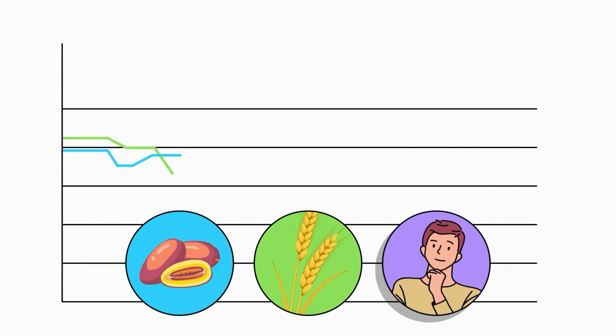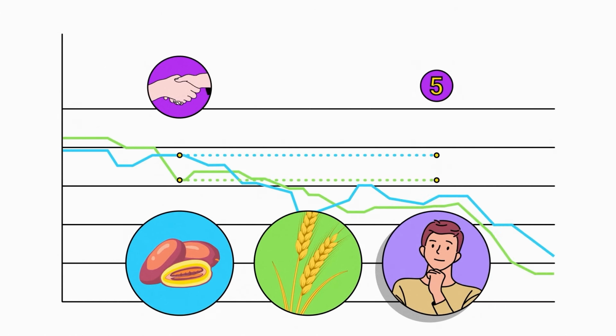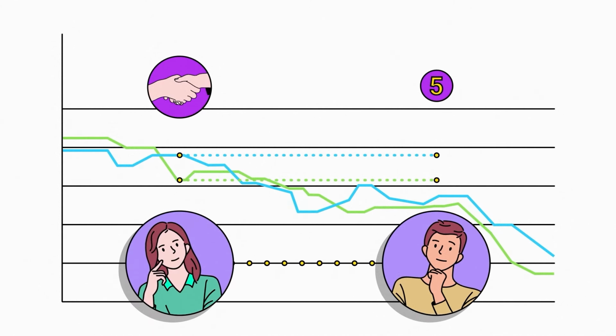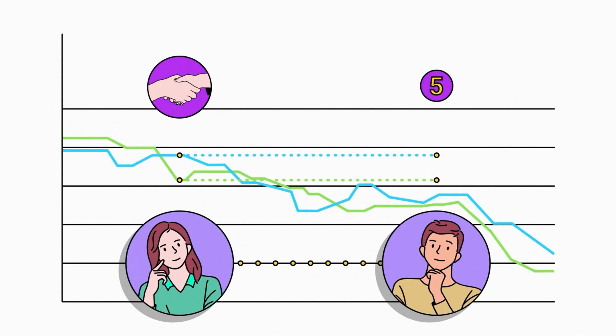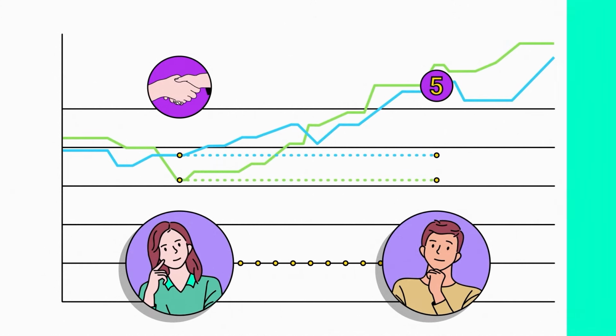If dates or wheat go down in price, the producer won't be afraid of the drop in price. The buyer, on the other hand, thinks this way. The price of 100 coins is good for me too. If the price goes up, I have nothing to fear. Such a contract is called a forward contract.